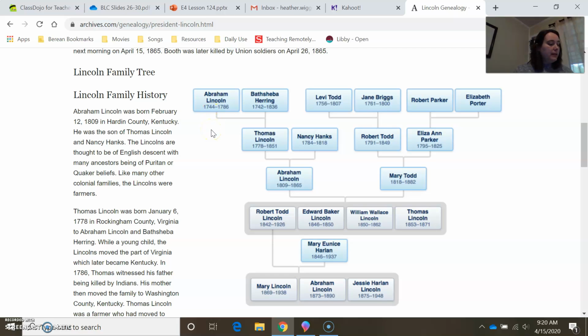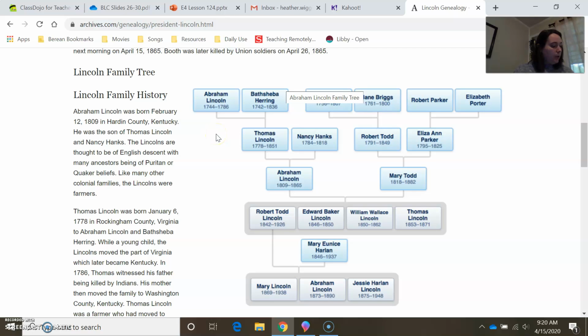Who was older, Lincoln's grandfather or his grandmother? Well, let's look and see who was born first. Here's his grandmother, and here's his grandfather. Grandfather was born in 1744. His grandmother was born in 1742. So who was born first? She was. So his grandmother was born first. She was the oldest. Bathsheba Herring.